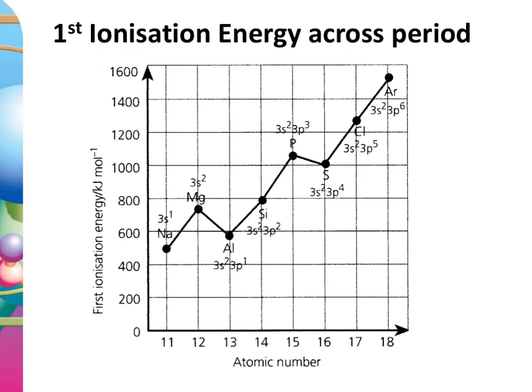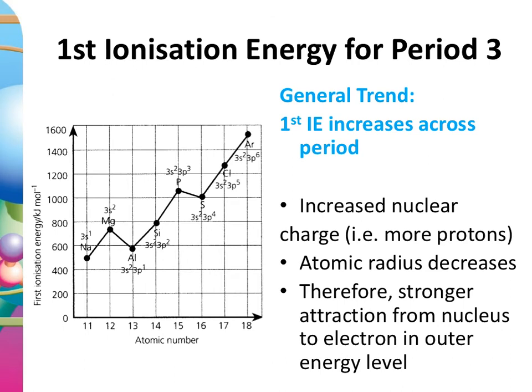What about if we go across the period? So what I want to focus on initially is the general trend. So if we were to say what the general trend was across, this is period 3, we would say that it increases. That is the general trend. Okay, the general trend is it increases. Sure, we've got a couple of anomalies. We're going to talk about those. But at the moment, we're just focusing on the general trend, and the general trend is that the ionization energy increases. So how can we explain that?